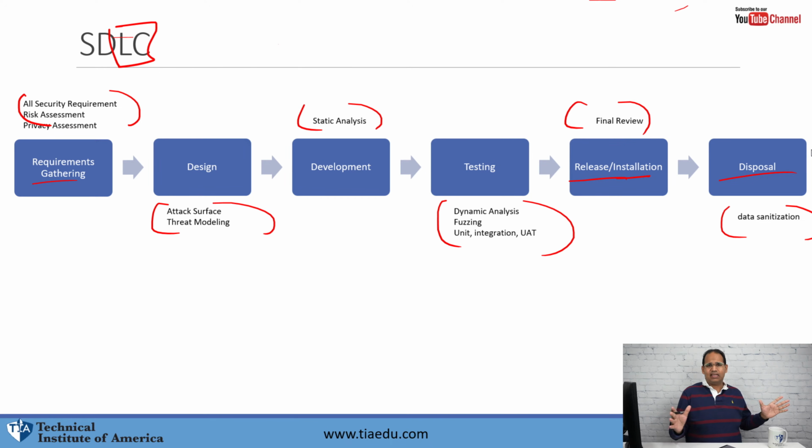So this is the standard gist of the SDLC. Gather your requirements, design your software, code it, or develop your software. So on the development, we could say code it. Test the software once you're done. Release the software or install it to the user base. And then you use it for years on end. And when you're done, you have to dispose of it. So this is just the functionality of the SDLC.